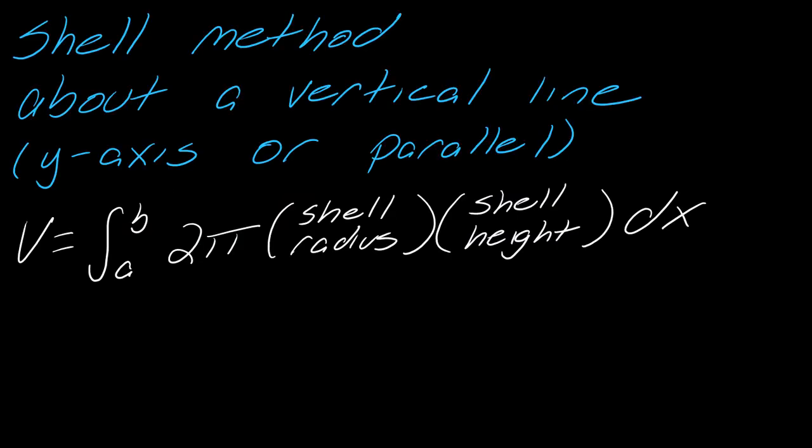So let's now talk about the shell method. The shell method has kind of a different vibe to it, I guess we could say. So for the shell method, if I am using this about a vertical line, so the y-axis or something parallel to that, look at how this formula is different now. So now I've gone around the y-axis, but the formula here is 2 pi, and then I take the shell radius times the shell height, but all of this is in terms of x, okay?